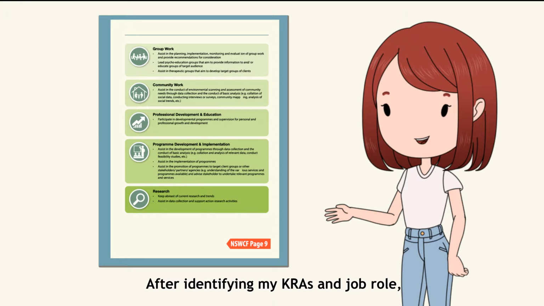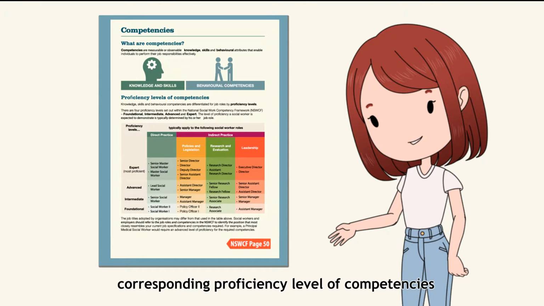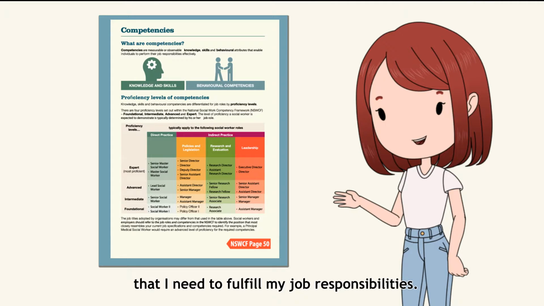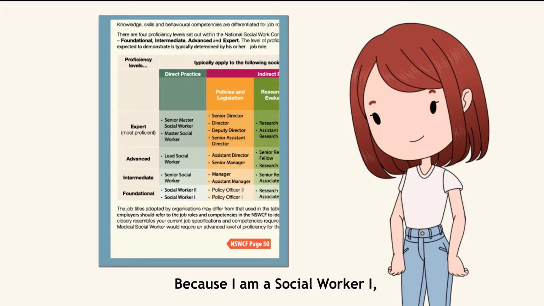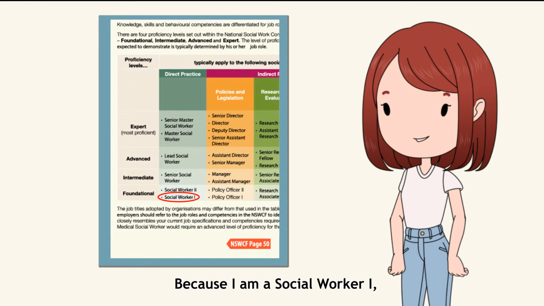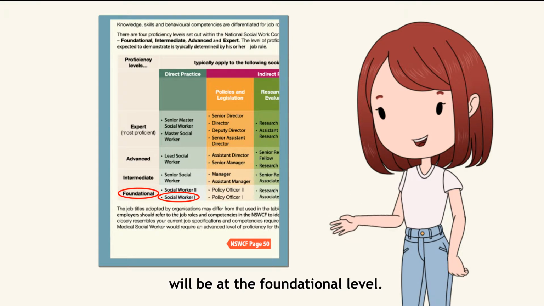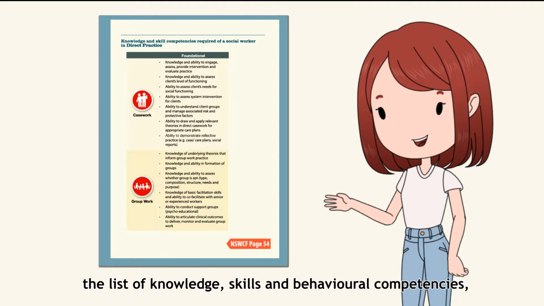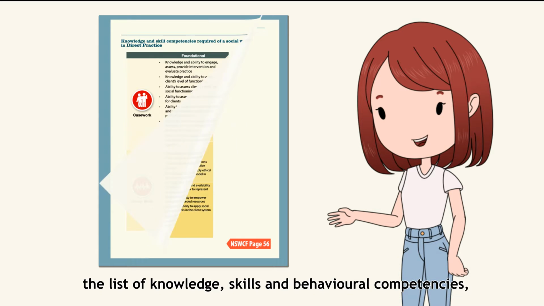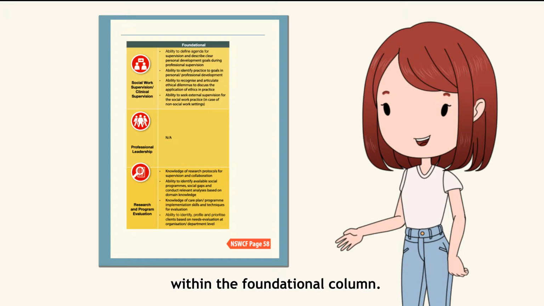After identifying my KRAs and job role, I now need to find out what is the corresponding proficiency level of competencies that I need to fulfill my job responsibilities. Now, let's see. Because I am a Social Worker 1, my proficiency level for competencies will be at the foundational level. And that means that when I am looking at the list of knowledge, skills, and behavioral competencies, I will be referring to attributes found within the foundational column.